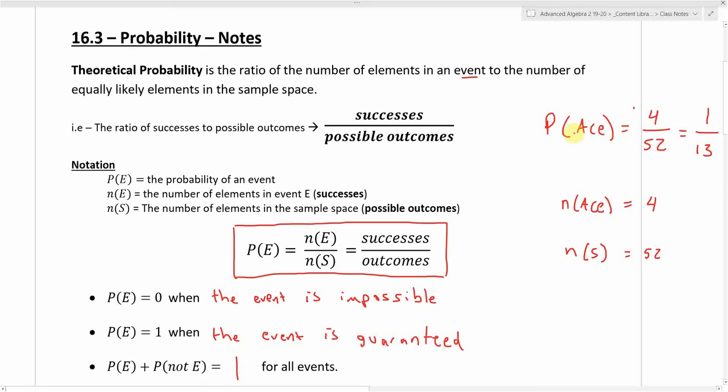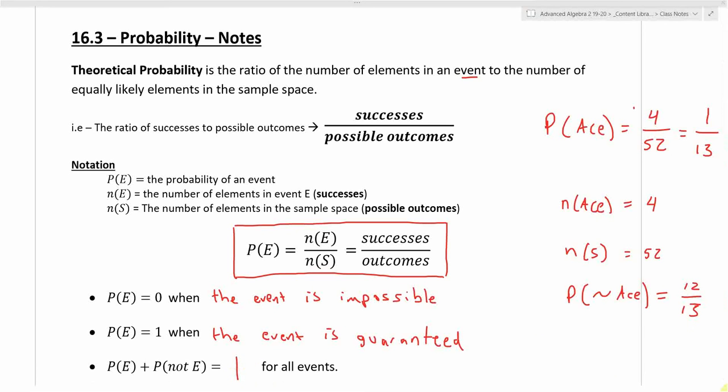So with the ace, the probability to draw an ace is 1 in 13. The probability that I don't draw an ace means I draw either a 2, 3, 4, 5, 6, 7, 8, 9, 10, jack, queen, or king. There's 12 possibilities in the 13 total. So the probability of not drawing an ace, and we use a little symbol here to represent not, is 12 out of 13. And 1 out of 13 plus 12 out of 13 adds up together to equal 1.